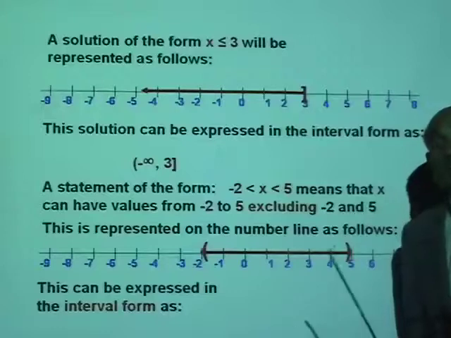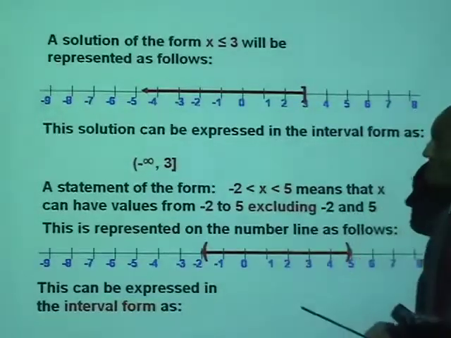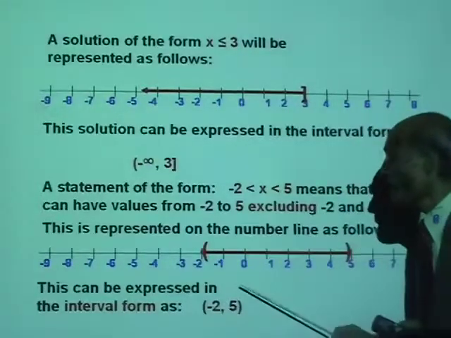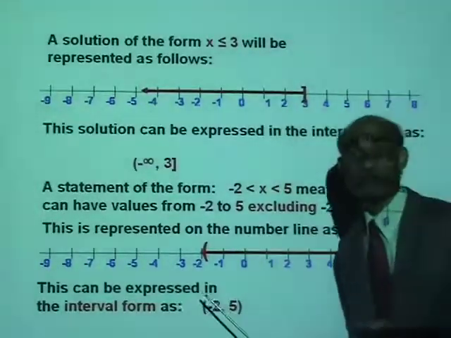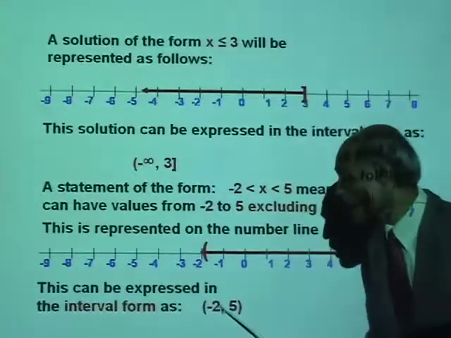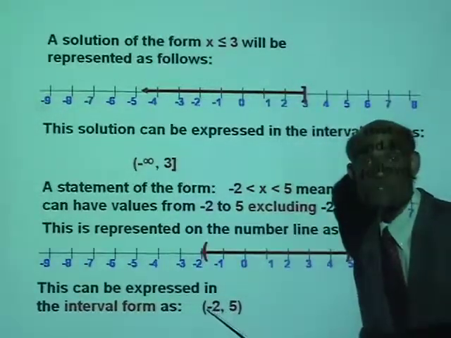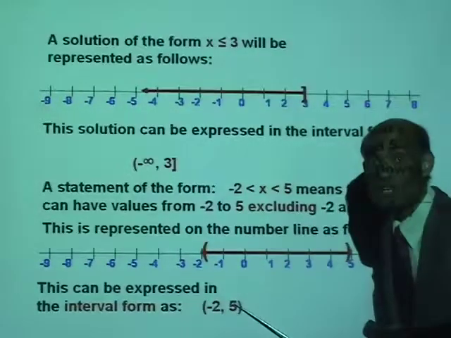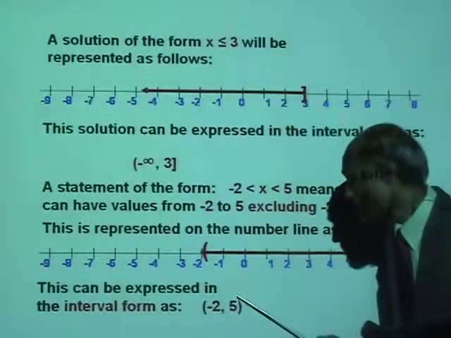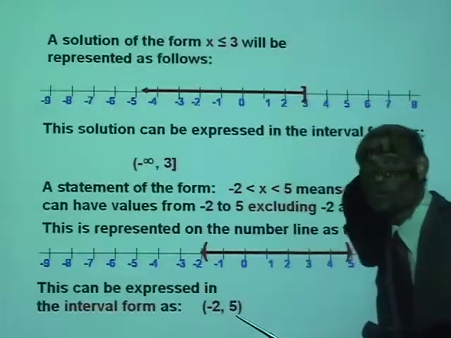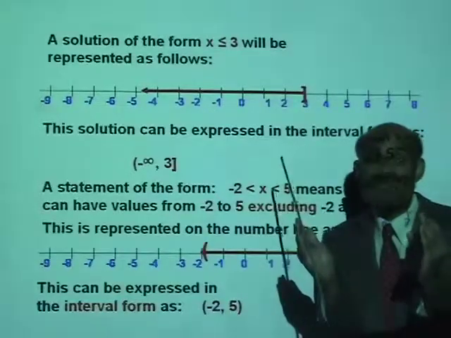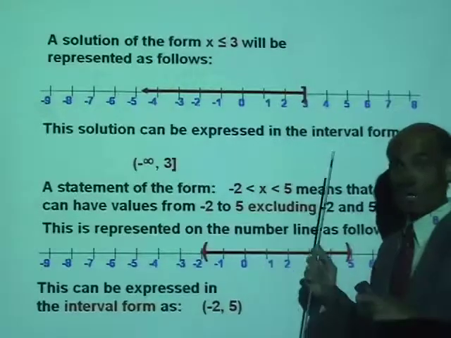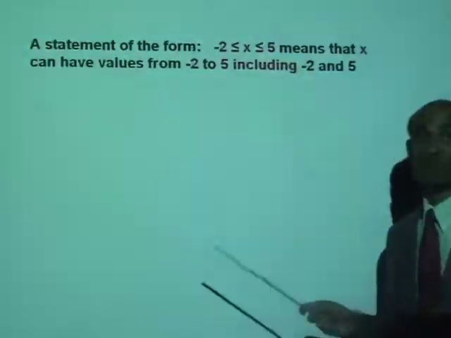How will I write that in interval notation? Alright, watch this. Parenthesis, negative 2, comma, 5, parenthesis. This means the left boundary of the solution interval is negative 2. Negative 2 not included. And the right boundary of the solution interval is 5. 5 is not included. But any number between negative 2 and 5 is part of the solution. Okay, I hope you understand the concept.